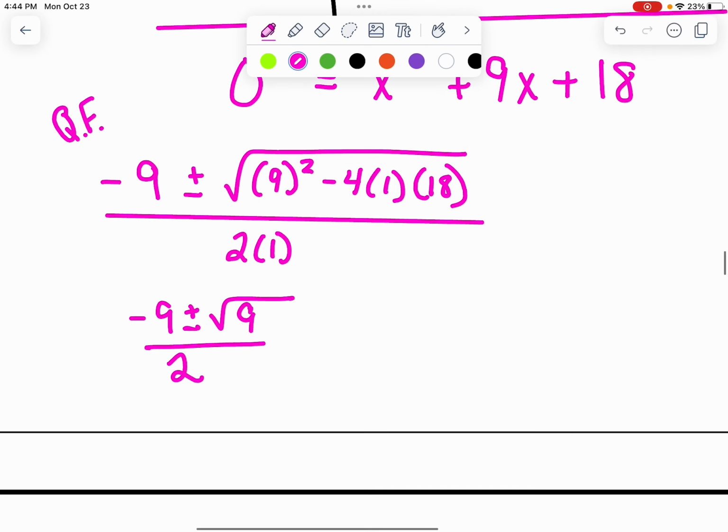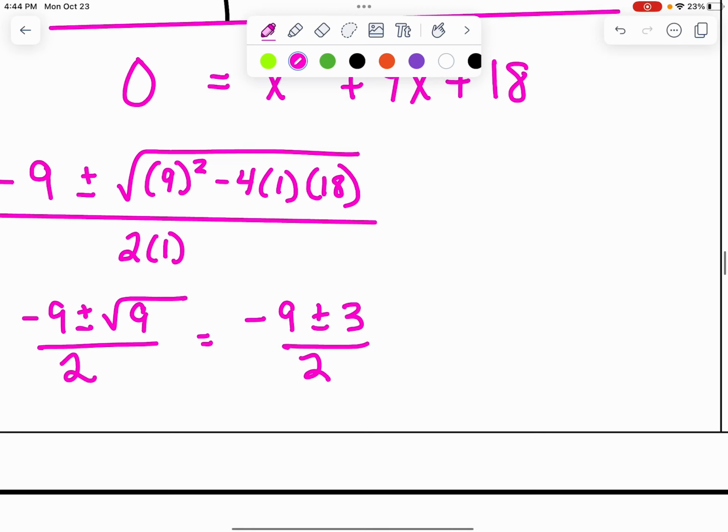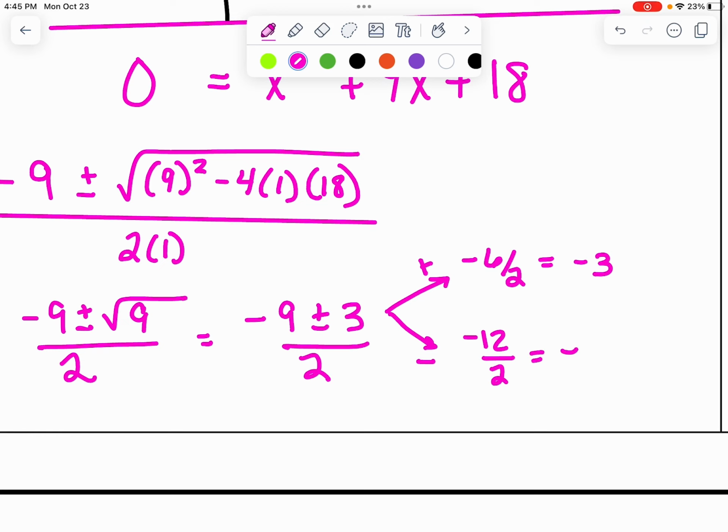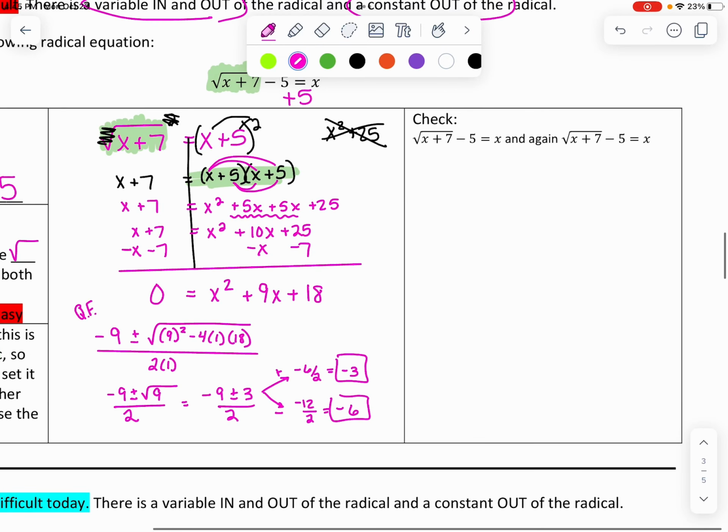All right, now that's going to be the same as negative 9 plus and minus 3 when you take the square root. And now we'll add: negative 9 plus 3 is negative 6 divided by 2. Now, if you're struggling with this and have no idea what I'm doing, chances are chapter 4 did not go well with you. So please revisit chapter 4, section 7. And negative 9 minus 3 is negative 12 over 2, which is negative 6. So we have two answers, negative 3 and negative 6, and we do have to check both of them because I think one of them is extraneous.